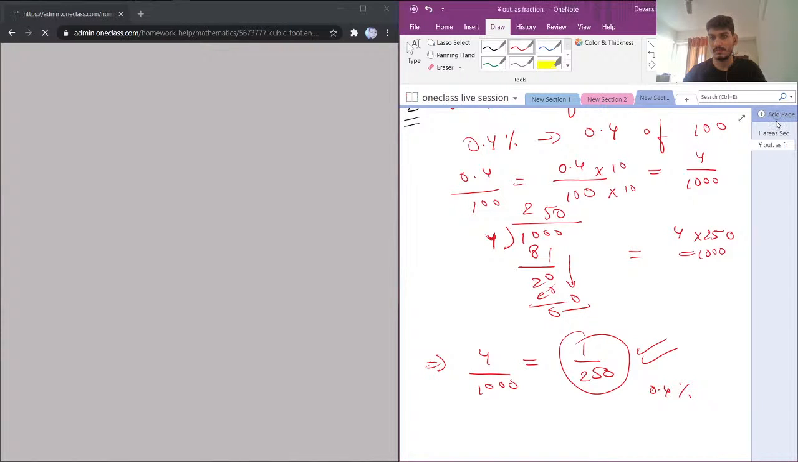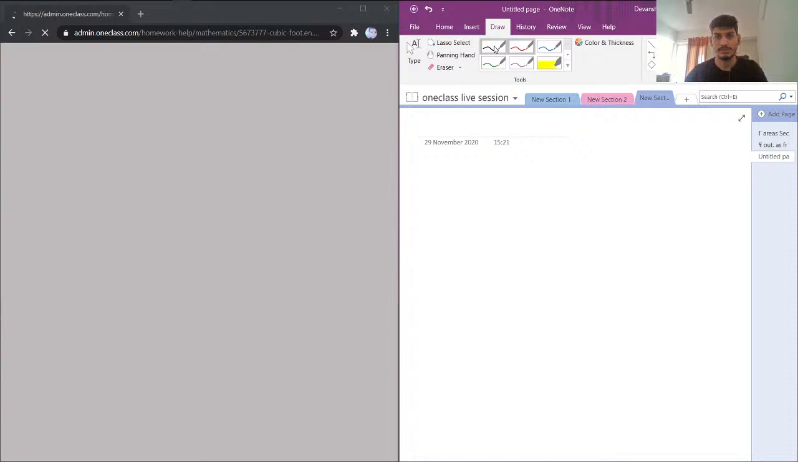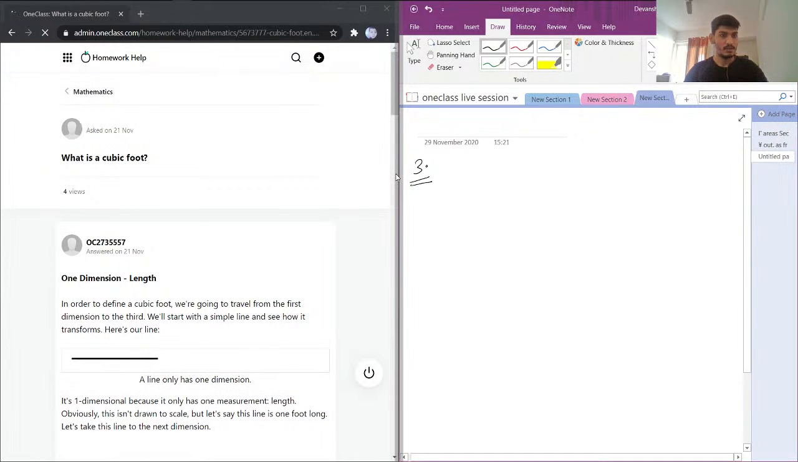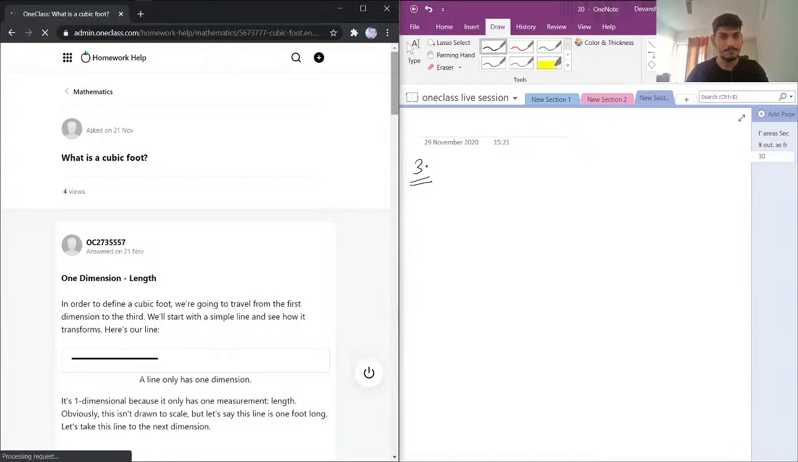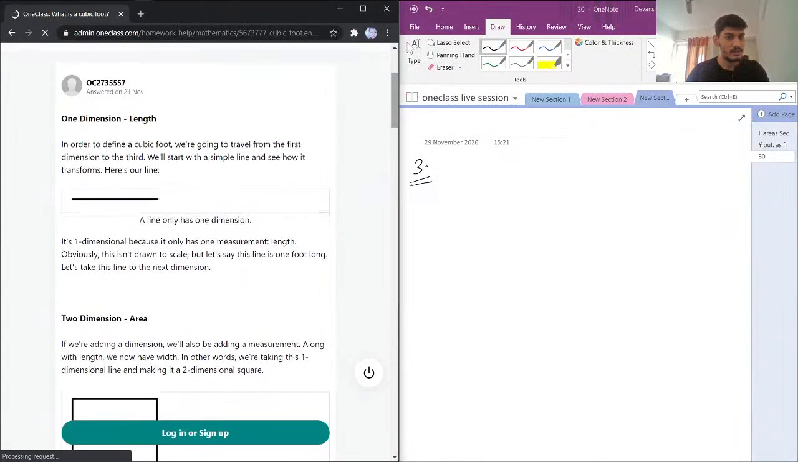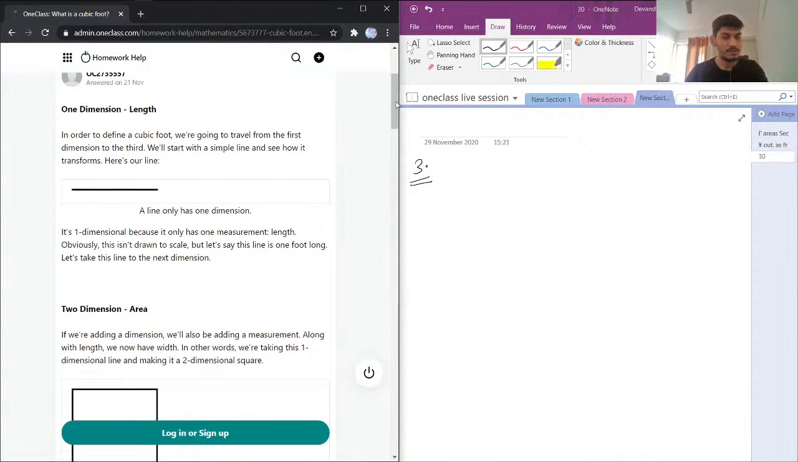Now one more page. Question number 3. What is a cubic foot? Let's see the answer. In order to define a cubic foot, we are going to travel from the first dimension to the third dimension. We'll start with a simple line and see how it transforms.